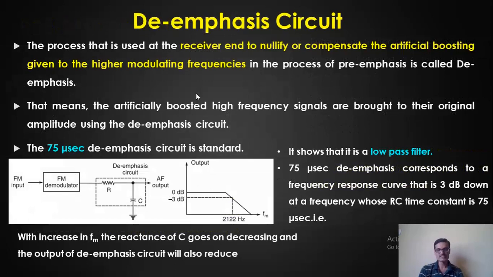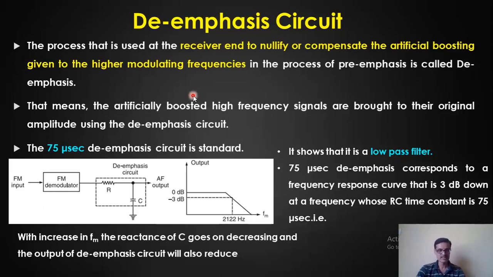Now coming to the de-emphasis circuit, which does the opposite operation of the pre-emphasis, right? Whatever amplitude we have boosted, we have to nullify it, or compensate that artificial boosting of the amplitude of the high frequency message signals. So we have to use an opposite circuit, which is nothing but a low pass filter.